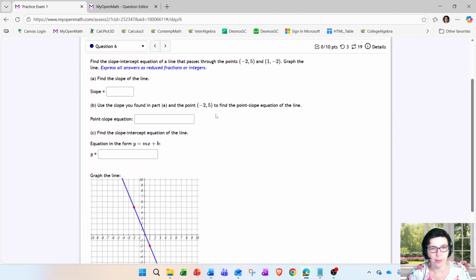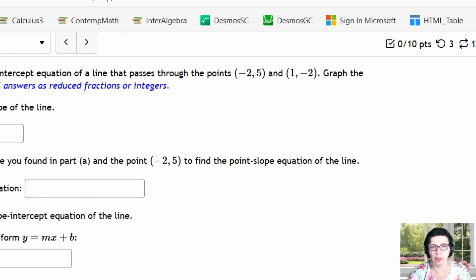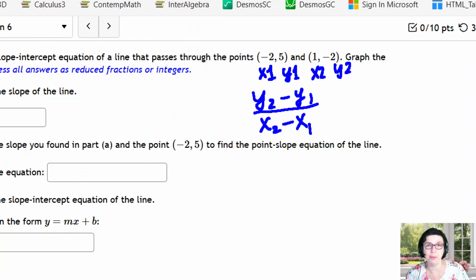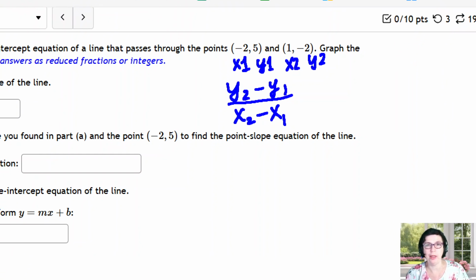So let's set it up. Look at the 2 points. The first one is going to be x1, y1. That's your first point. This is x2, y2. So for the slope, it's going to be y2 minus y1 divided by x2 minus x1. So carefully replace each one. If the number you're replacing is negative, put it in parentheses, just in case. It's never going to hurt.